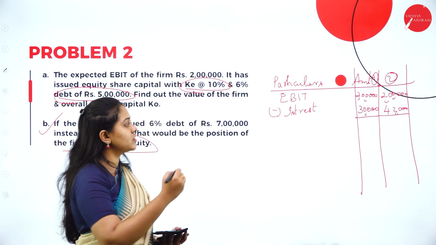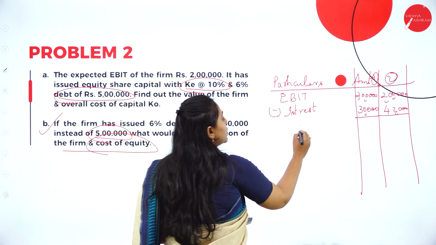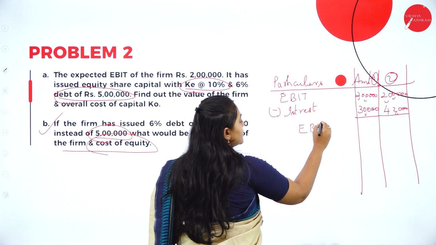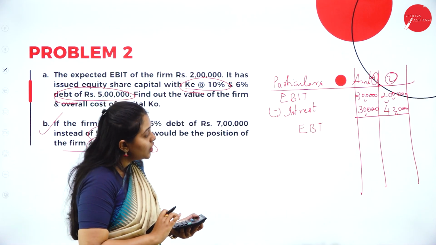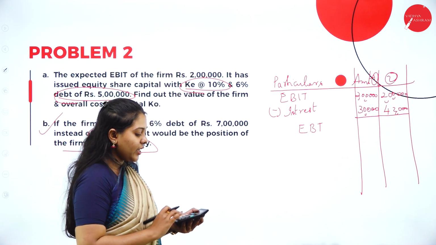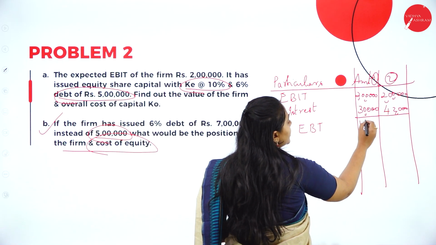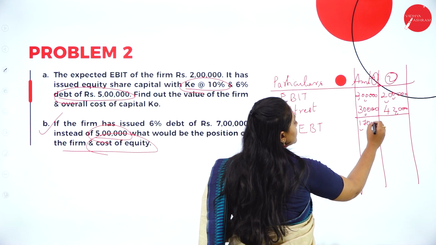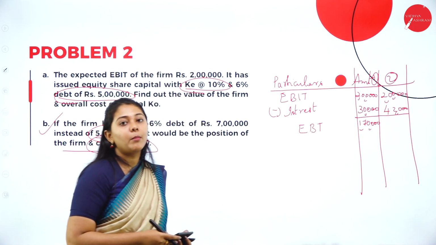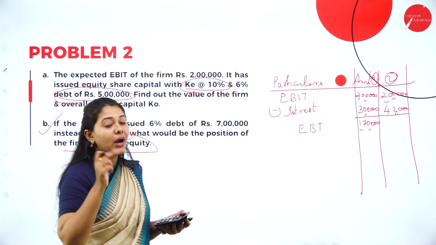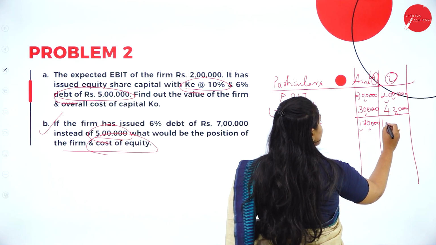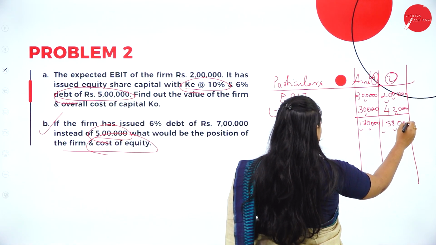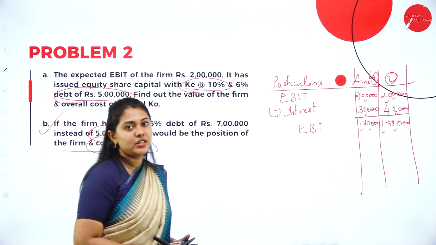Next, after deducting this, what do we get? Earnings before tax. So let's deduct it. 2 lakh minus 30,000, you will get 1 lakh 70,000. 2 lakh minus 42,000, you get 1 lakh 58,000.